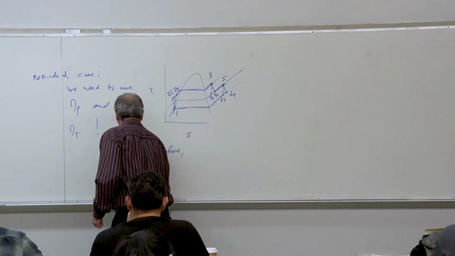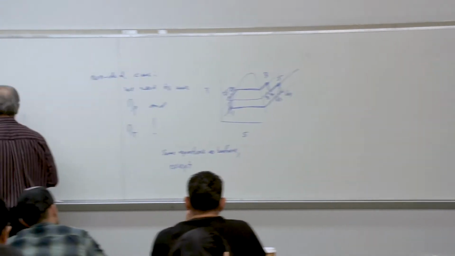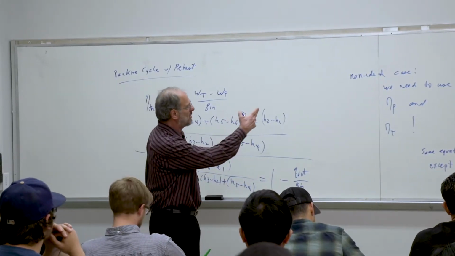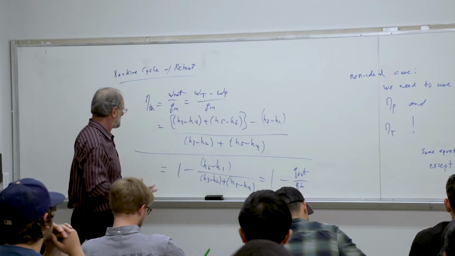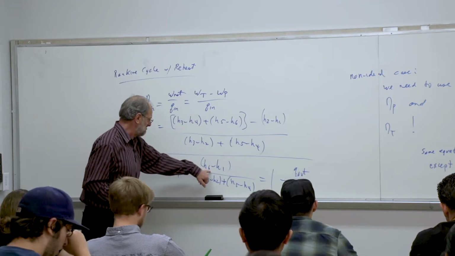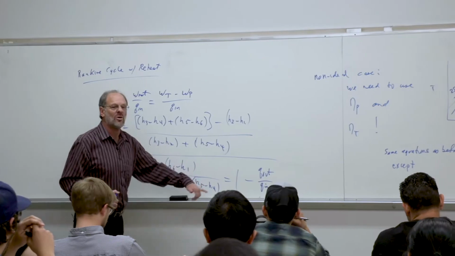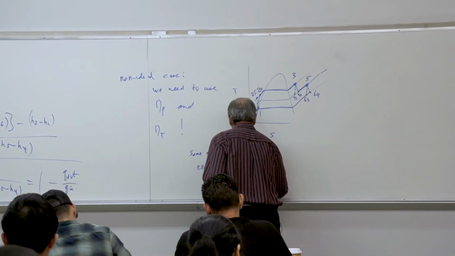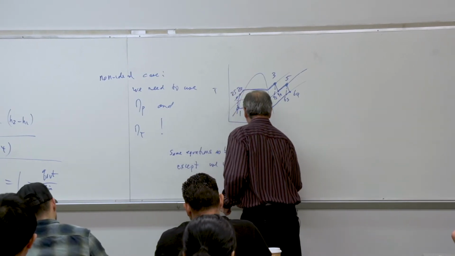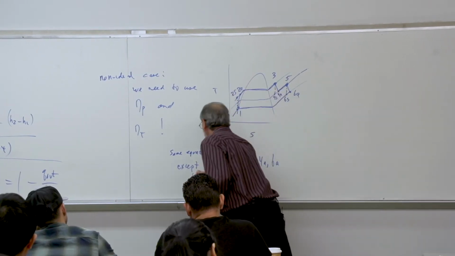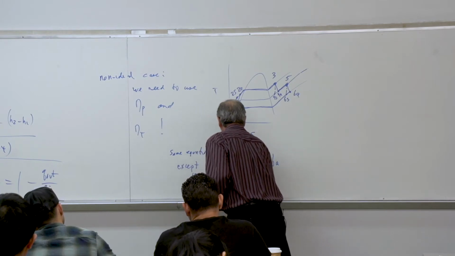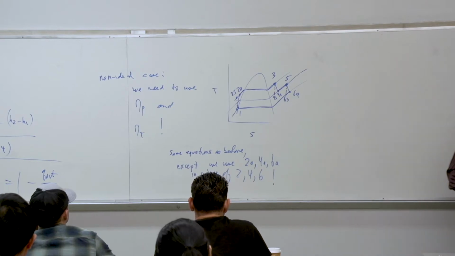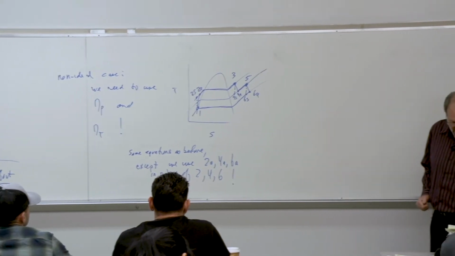Except we're simply going to have to replace everything that doesn't have a subscript a with a subscript a, right? So anywhere that you see a 2 or a 4 or a 6, we're going to have to substitute in 2a, 4a, and 6a. So same as before, except we use 2a, 4a, and 6a really in place of 2, 4, and 6.